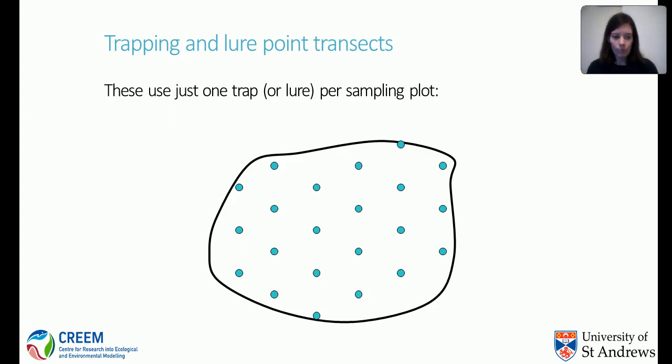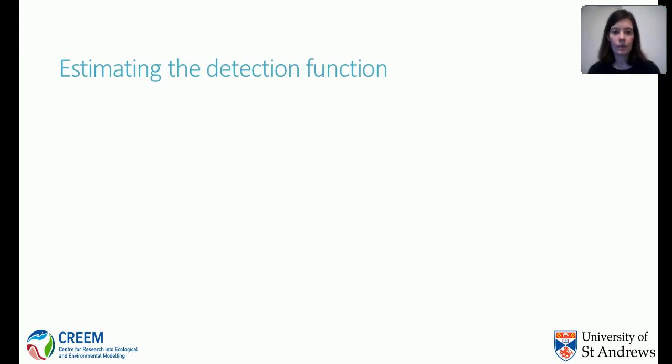Now, moving on to trapping and lure point transects. These are another particular type of study design. And in this case, you only have one trap or lure per sampling plot. So the question is, how do you estimate a detection function in this case?